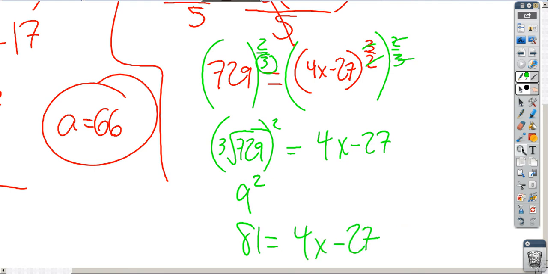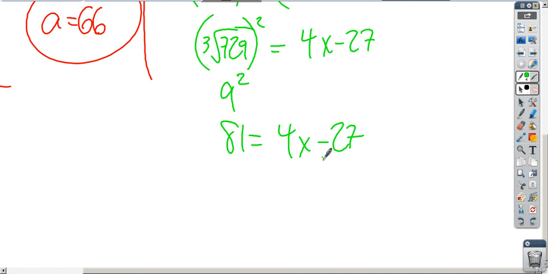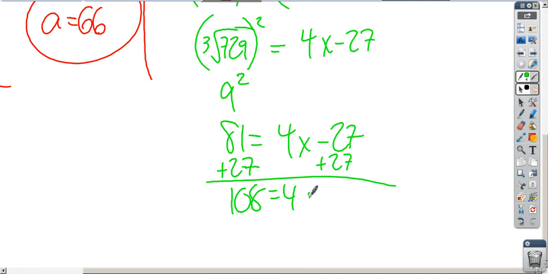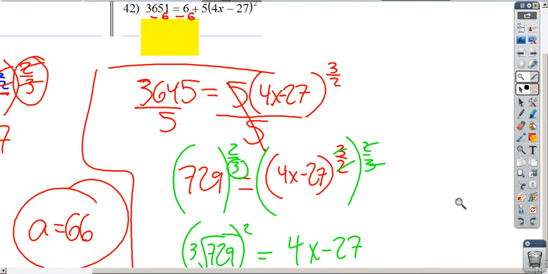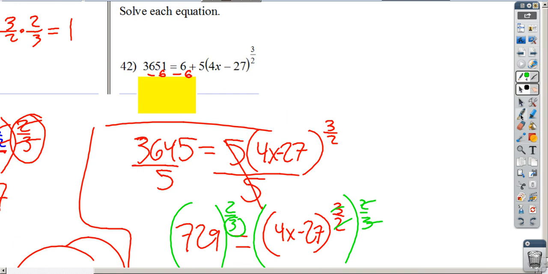So now the last 2 things we have to do would be to add 27 to both sides. 81 plus 27 is 108, and then the last thing would be to divide by 4, and we get x is equal to 27. This should not be extraneous. Let me just double check here. No, it's not going to be extraneous. It will work when you plug it in.